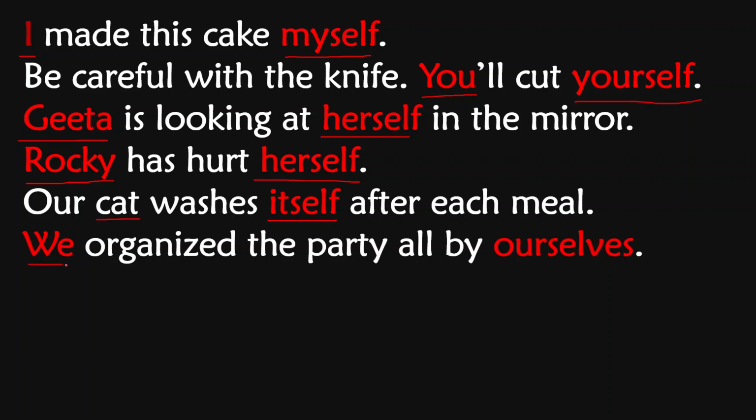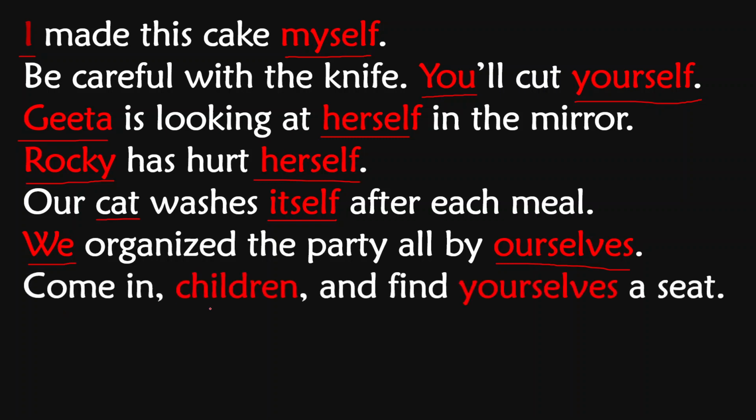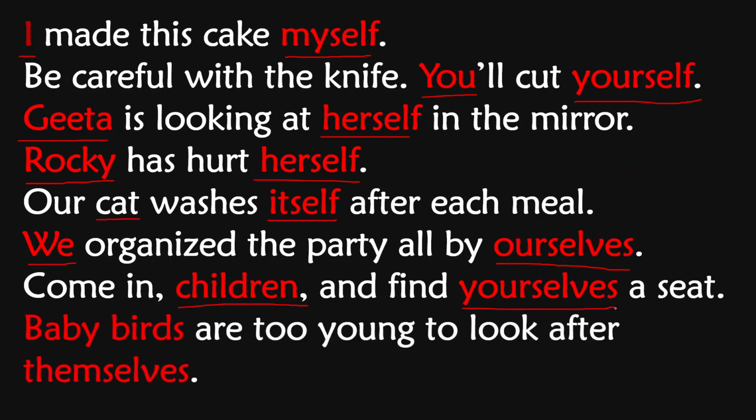We is the first person pronoun over here. So for we, we have used ourselves as the reflexive pronoun. Come in children and find yourselves a seat. Children is the noun. We'll call it children. This is the subject in this sentence, and in find yourselves, yourselves is the reflexive pronoun over here.